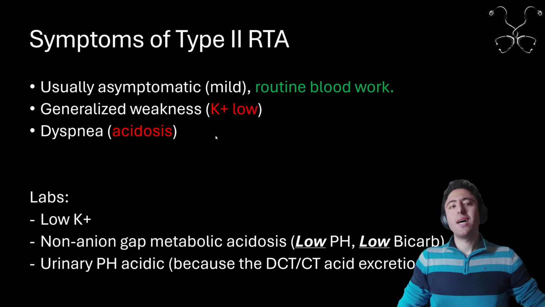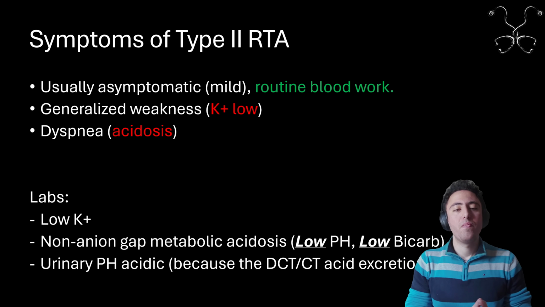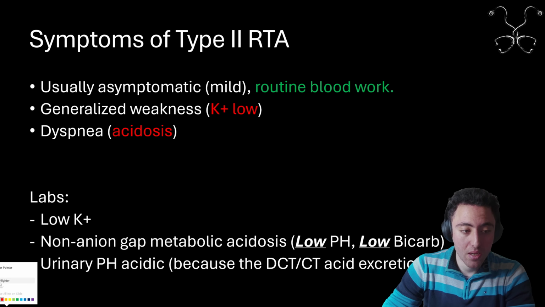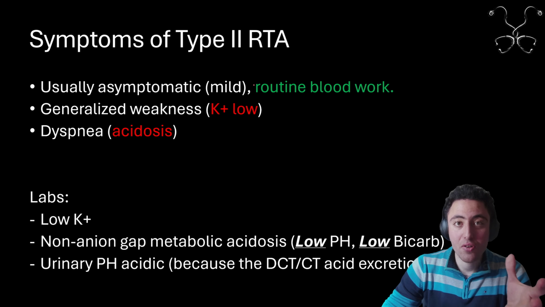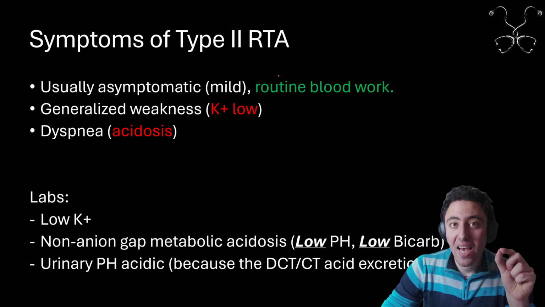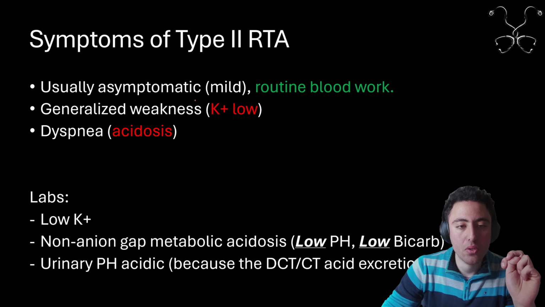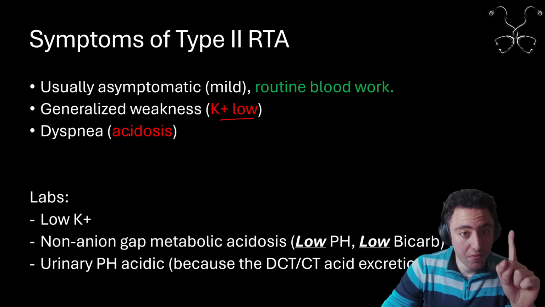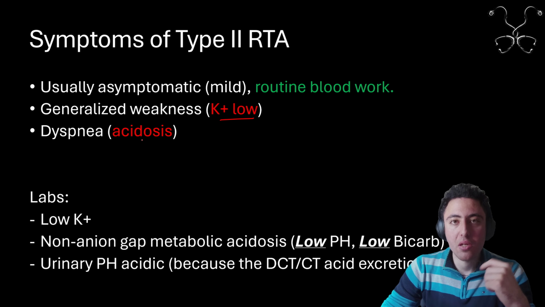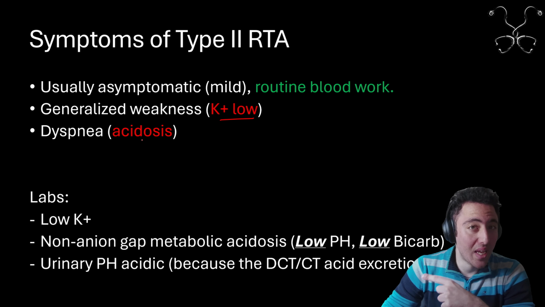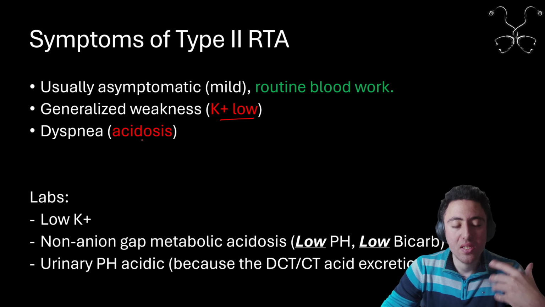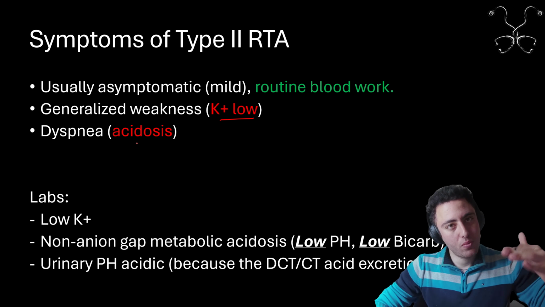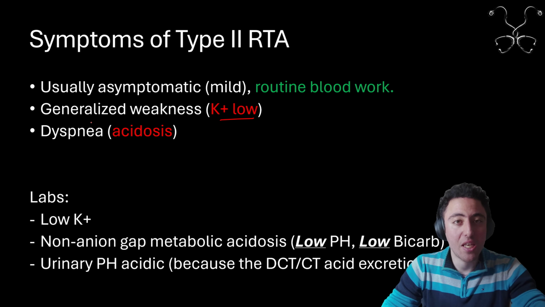All right, let's talk about the symptoms and labs of RTA. First of all, like we said, type 2 RTA is mild. Why mild? Because, like we said, it's discovered in routine blood work, because the patient has intact acid excretion, which is the second function of the kidney tubules. The patient has generalized weakness because the potassium is low. The patient is acidotic, so he has metabolic acidosis and continuously tries to excrete carbon dioxide. That's why we get low carbon dioxide, because he's dyspneic. He's hyperventilating to compensate for the low pH, because CO2 is acidic.